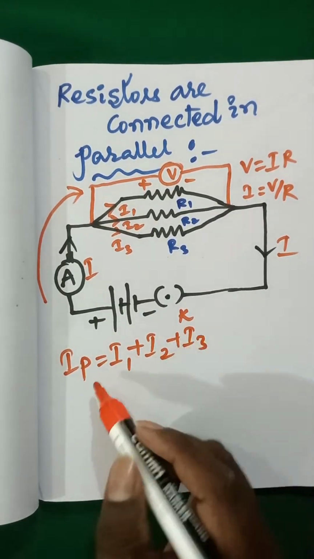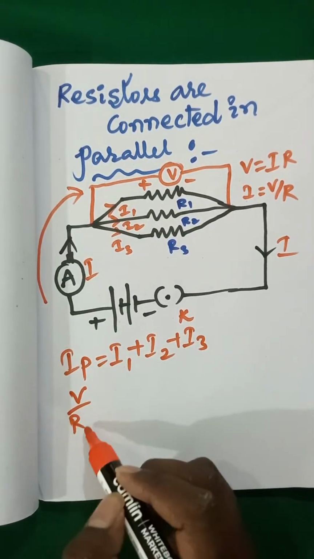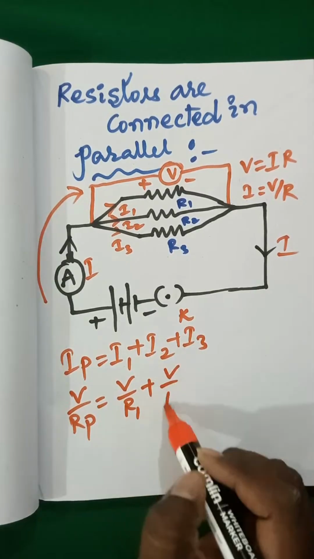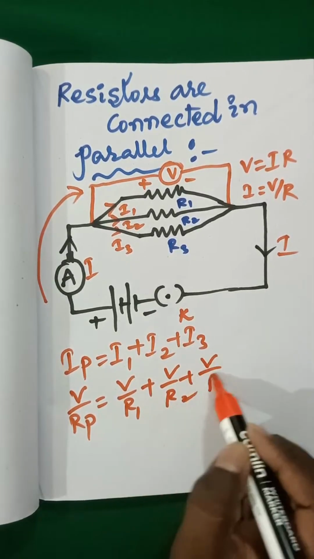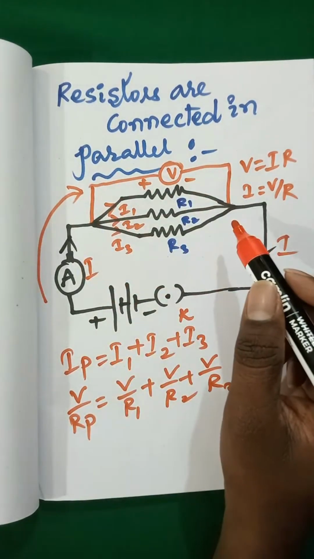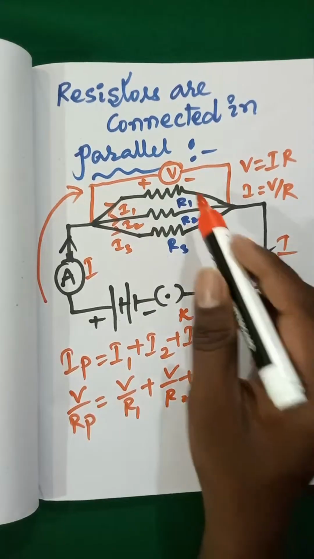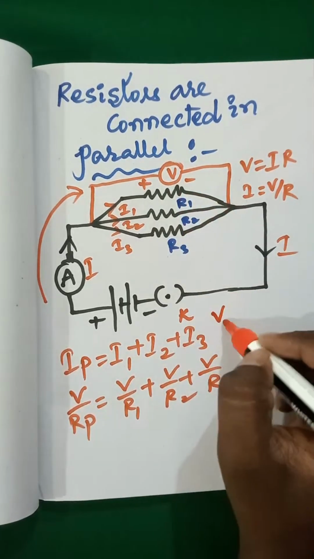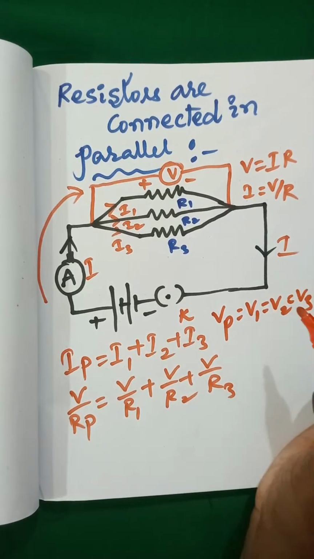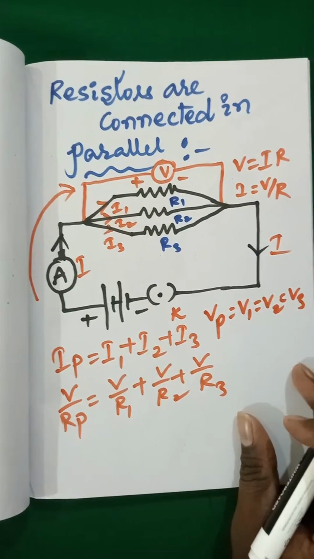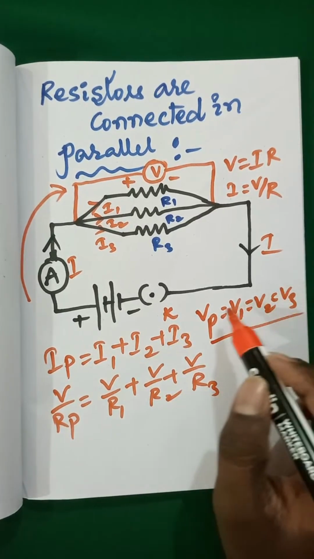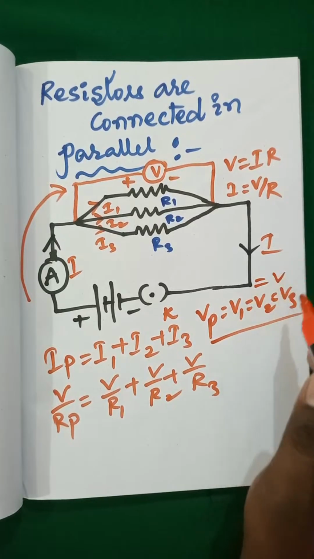So we can write V by RP equals V by R1 plus V by R2 plus V by R3. Because in the entire parallel combination the potential difference is the same: VP equals V1 equals V2 equals V3. The potential difference is the same across the three resistors, so that is nothing but V only we can take.